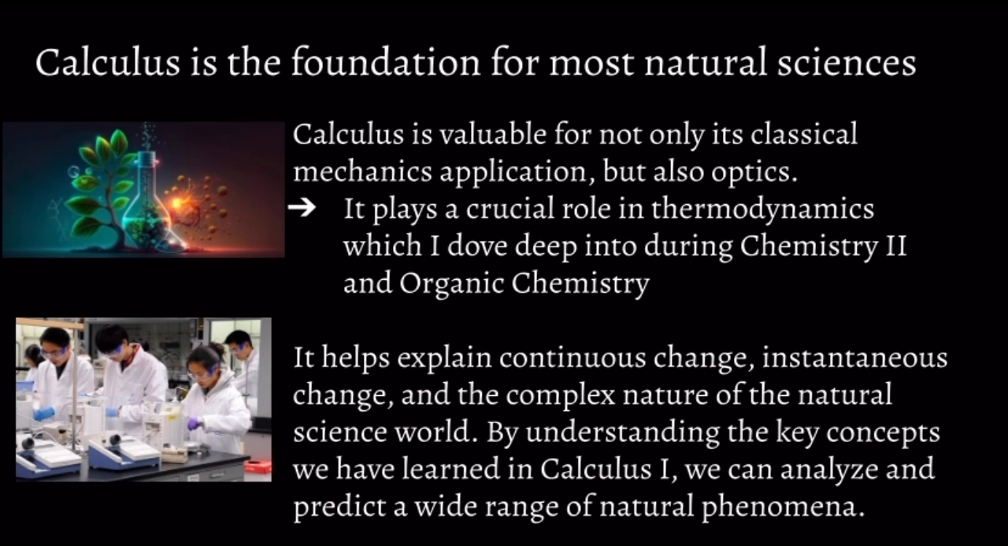Calculus aids in explaining continuous change and instantaneous change and the complex nature of the natural science world. By understanding a lot of the key concepts we've learned in Calculus 1, we can analyze and predict a wide range of natural phenomena that come up in a lot of natural science classes. Calculus can help with the explanation of different kinds of data and their collection, as well as to help make predictions based on current outlooks.